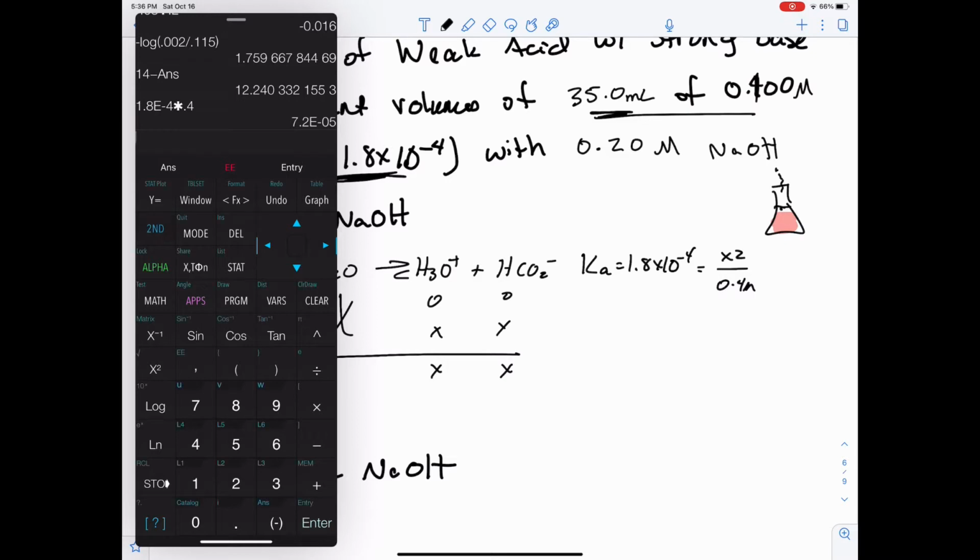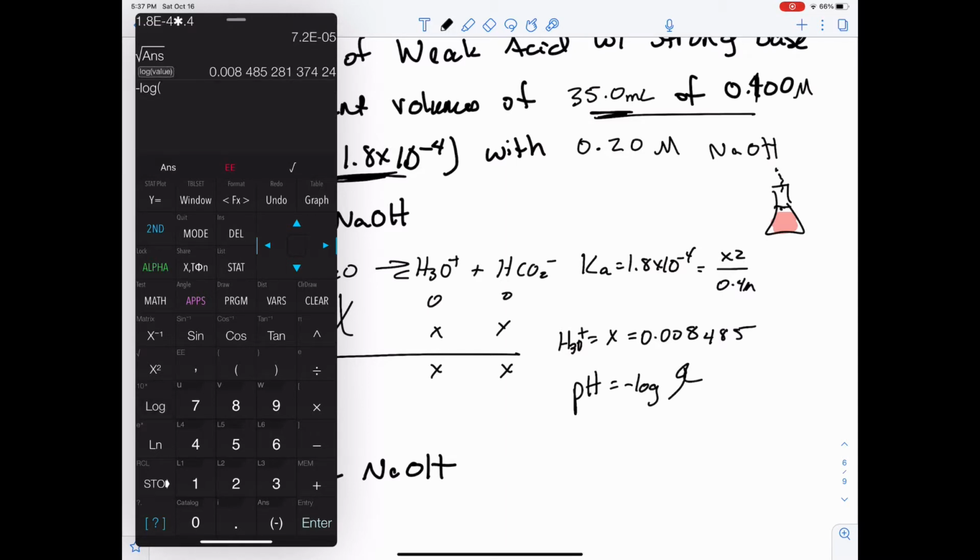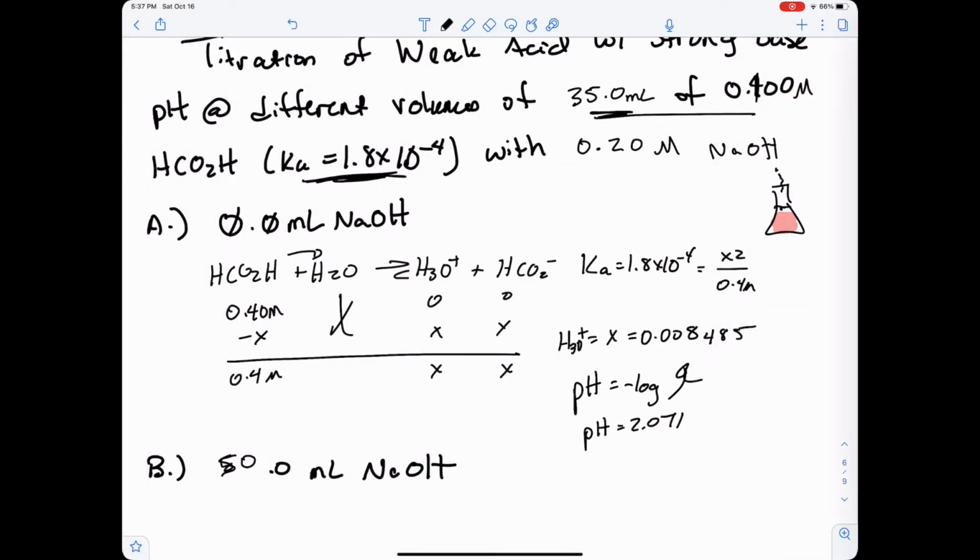I need to take the square root of it. So there we go. There's my X. So remember, X is H3O plus, and 0.0084585. And then remember, I've got to do the negative log of that number to get my pH. Sometimes I'll just write negative log and put an arrow up to it. And then when I plug it in, negative log of the answer, that gives me my pH right there, my 2.07. So that's the first step. So that's nothing new. That's all the same.